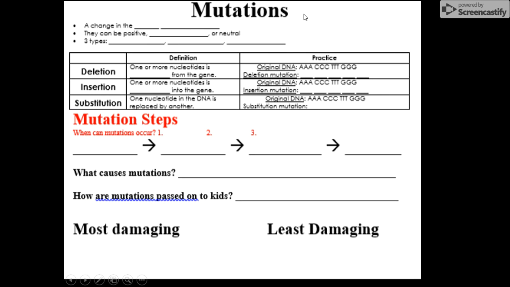You're going to need to know the different types of mutations. You need to identify a deletion, insertion, or substitution mutation. If a mutation happens in our sex cells, so egg or sperm, then that mutation can be passed on to our kids. You also need to know that it is the DNA that mutates. If DNA mutates, then the whole protein synthesis process will be affected as well, which means the protein is going to be mutated. But it starts with a mutated DNA strand.